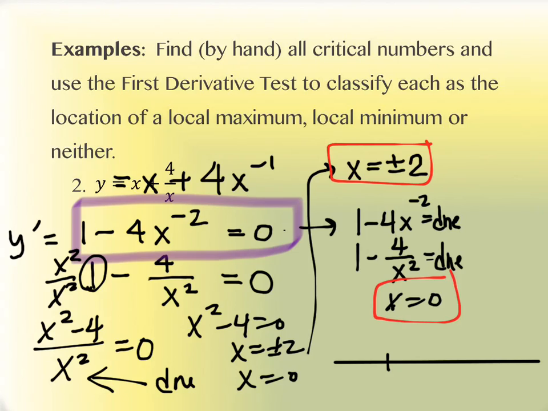All right, we have 3 test points. I have 3 critical points: -2, 0, and 2. I need how many test points? Actually, I need 4 on this one. So somebody give me a number before -2. Okay, -3. Between -2 and 0? -1 sounds good. Between 0 and 2? And then after 2? 3.